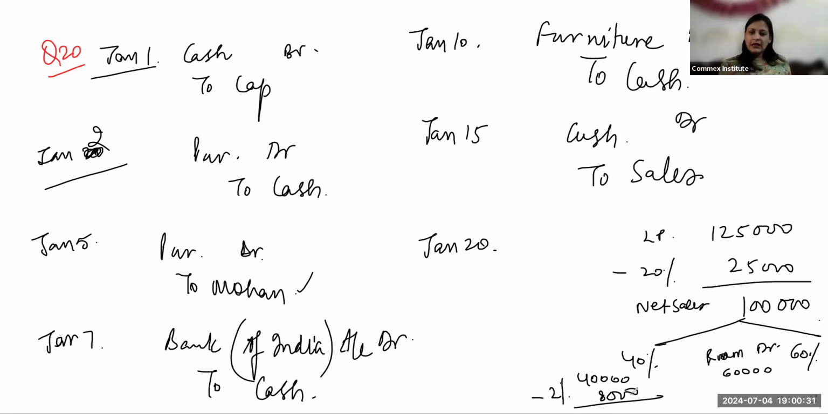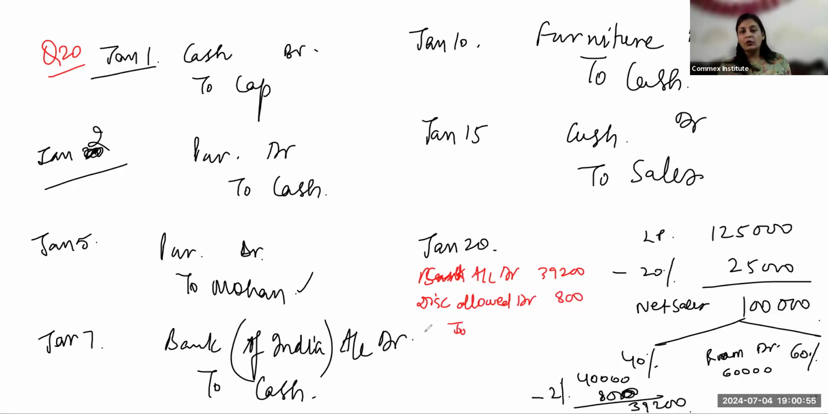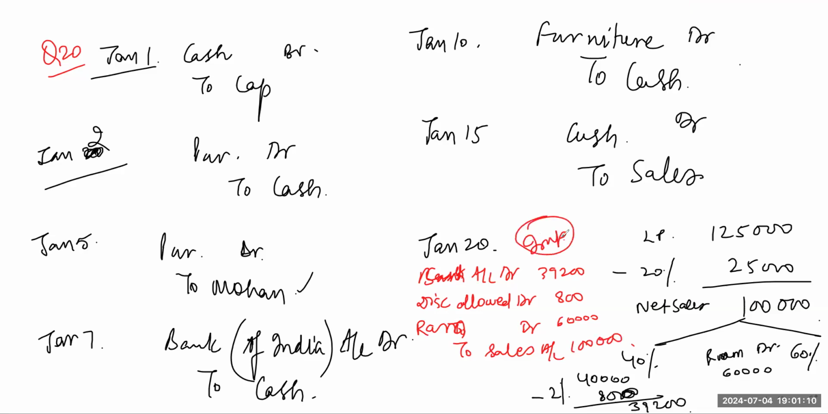So we are making a payment of 39,200. The final entry would be bank account debit, as it is through check, 39,200. Discount allowed account debit 800. And also Ram will become our debtor, so Ram account debit with 60,000, to sales account 1 lakh. This is again an important entry. We have given 2% cash discount, this 2% is 800.